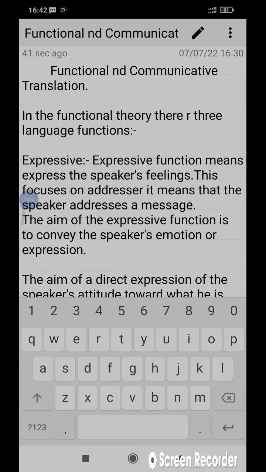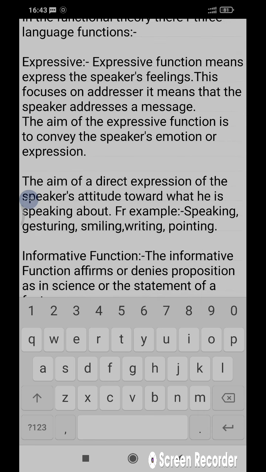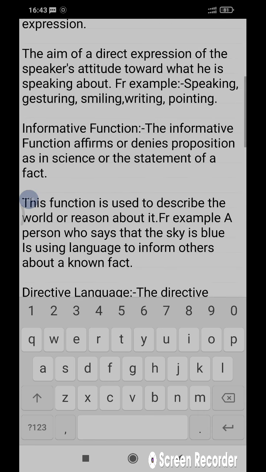So firstly you have to describe all the functional languages, like expressive language. Expressive function means expressing the speaker's feelings. This focuses on the addresser. It means that the speaker addresses a message. The aim is a direct expression of the speaker's attitude towards what he is speaking about. For example, speaking, gesturing, smiling, writing, pointing.